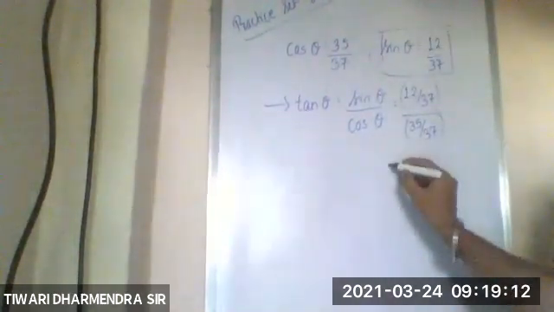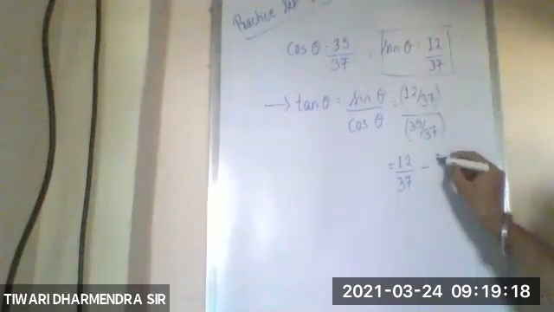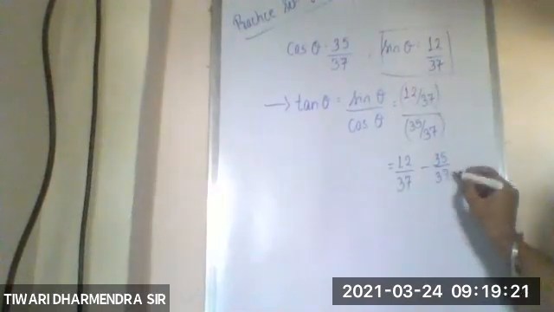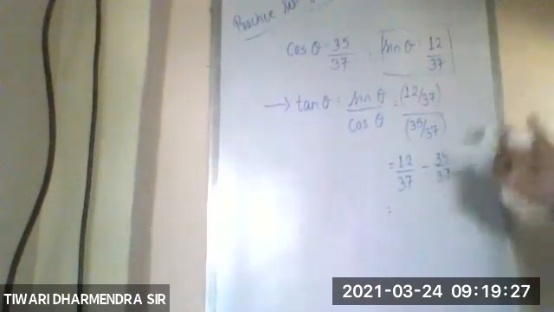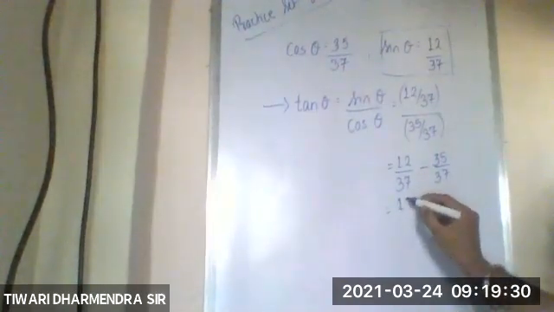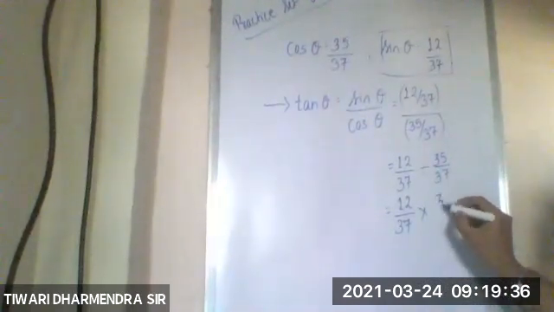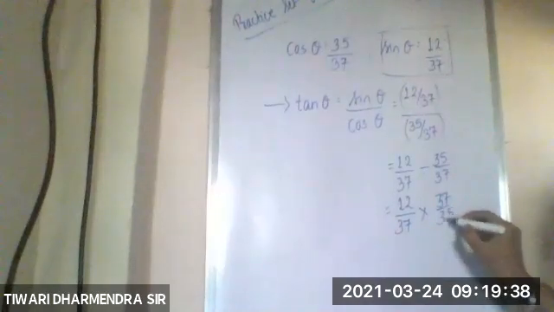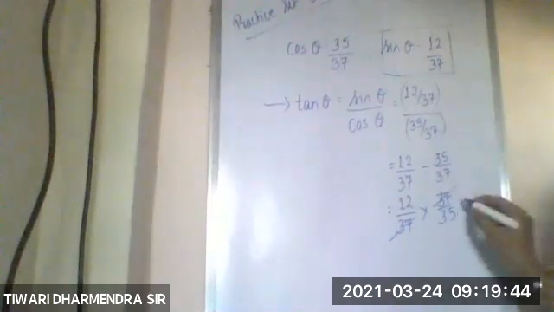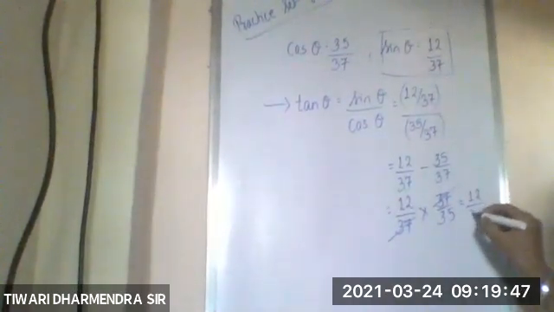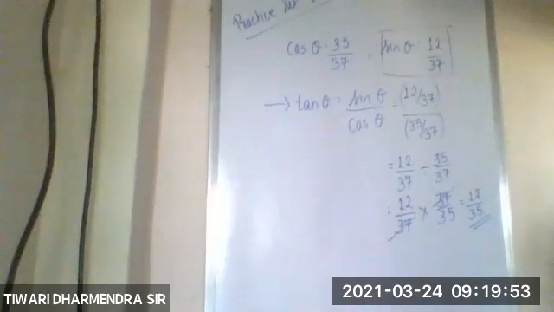We can write this as 12 upon 37 divided by 35 upon 37. Now when we do multiplication here, your ratio gets reversed. So 12 upon 37 into 37 upon 35. 37 gets cancelled. What remains? Remains 12 upon 35. Hope this is clear to you.